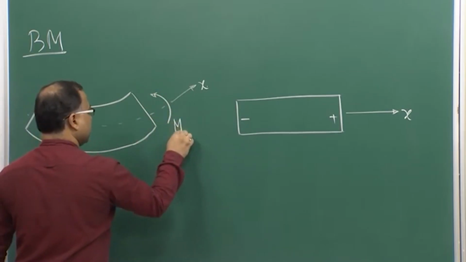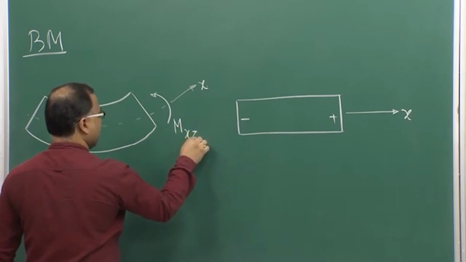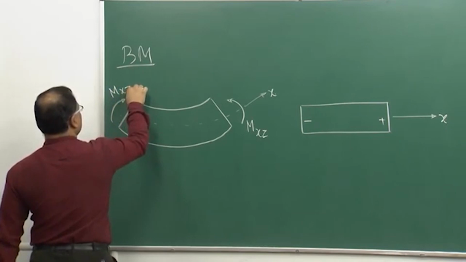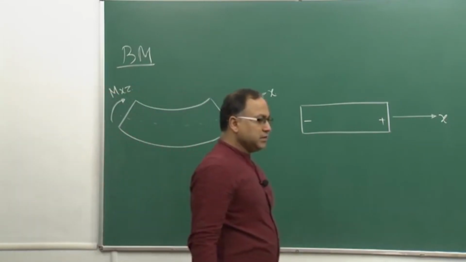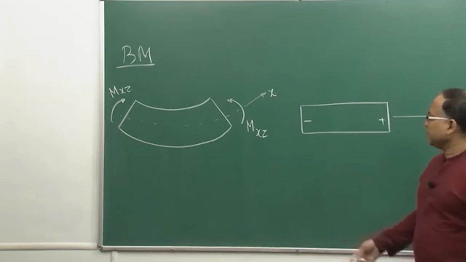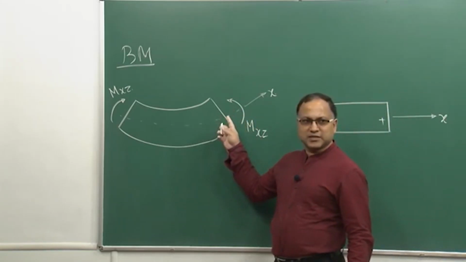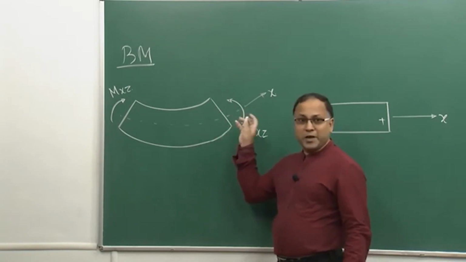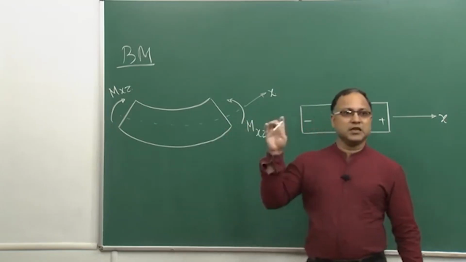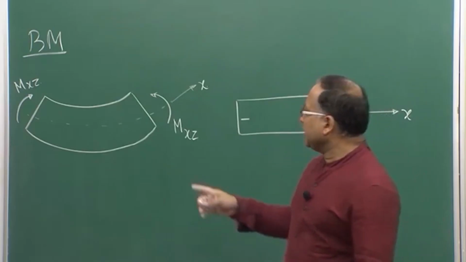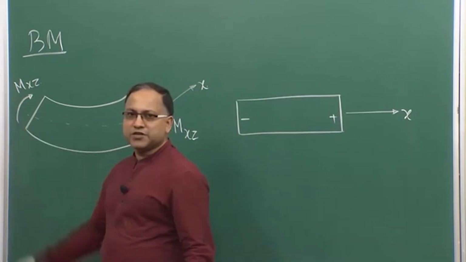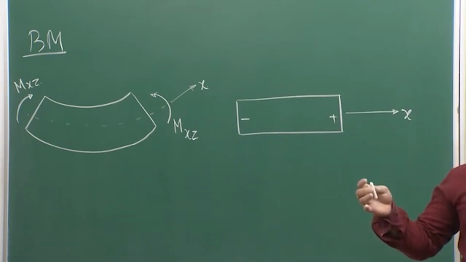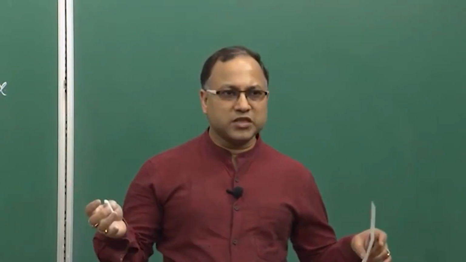acts like that, as per our definition, this is my positive bending moment, right, because on the positive x plane, the moment acting, that is Mxz, is positive in nature. Similarly, on the negative x plane, the direction of the moment is positive in nature. So, therefore, this kind of bending moment will give you the positive bending moment.